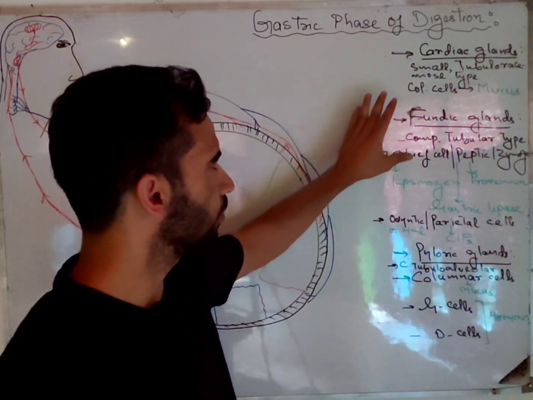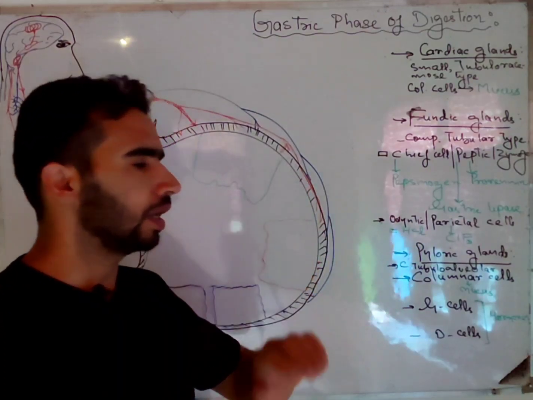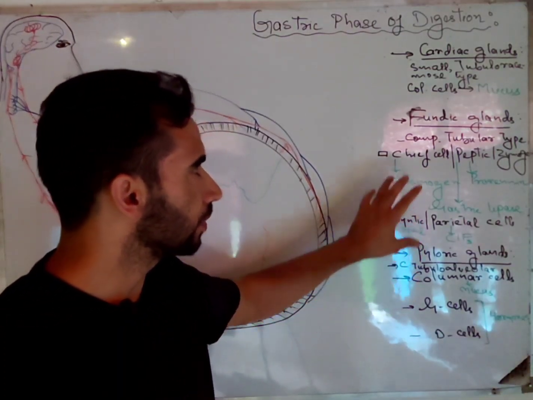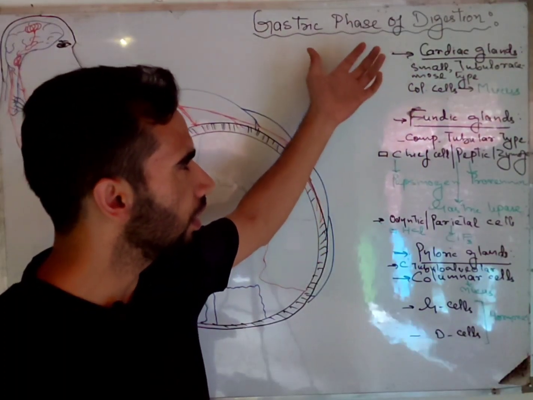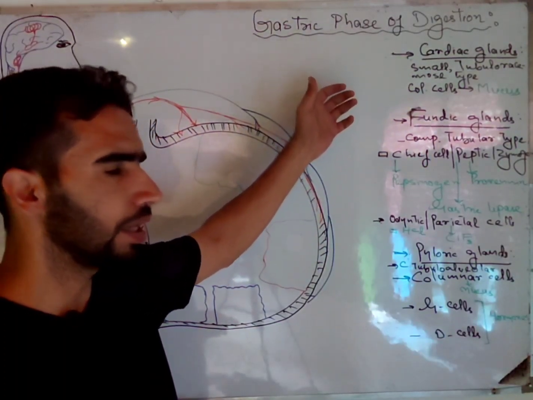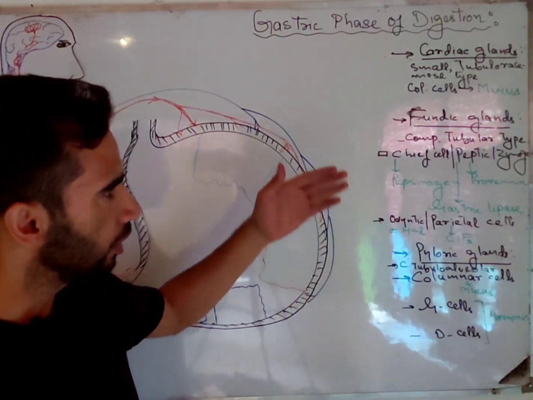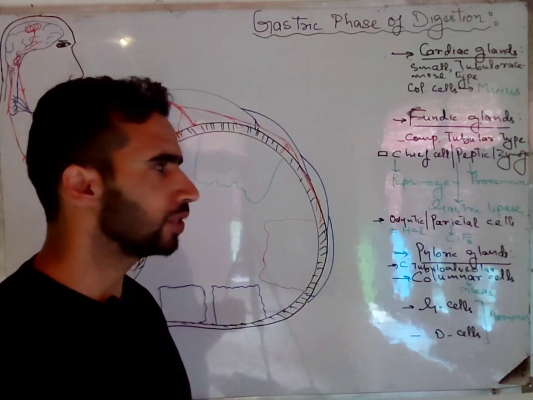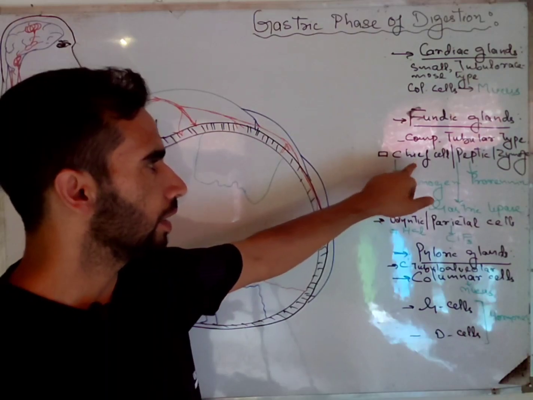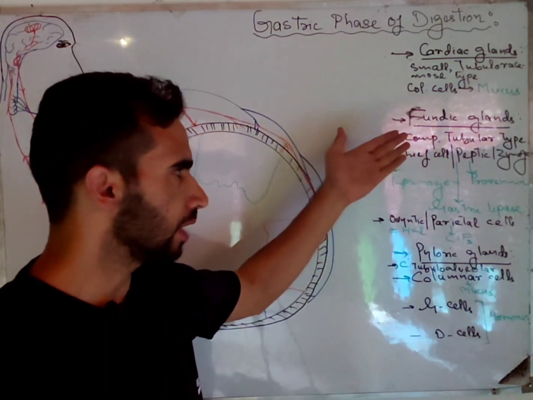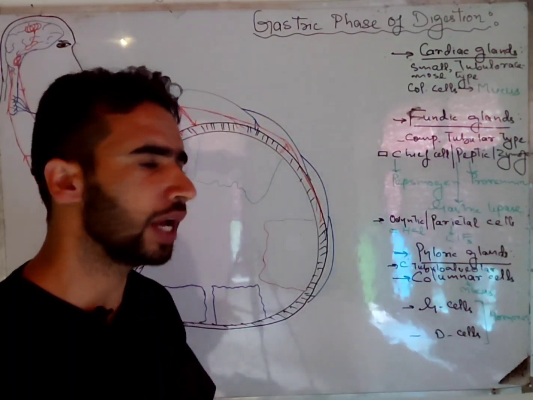Now let us have a look at a brief description of the different types of glands present in our stomach. We have seen we have cardiac glands, fundic glands, and pyloric glands. The cardiac glands are very small and of the tubulo-racemose type, and their main cells are columnar cells, responsible for the synthesis of mucus. Then we have fundic glands, which are of the compound tubular type, and their primary cells are chief peptic or zymogen cells, responsible for the synthesis of pepsinogen, prorenin or gastric lipase.